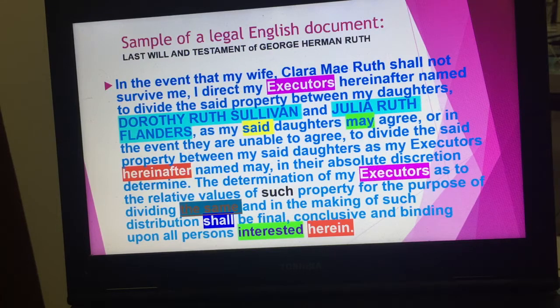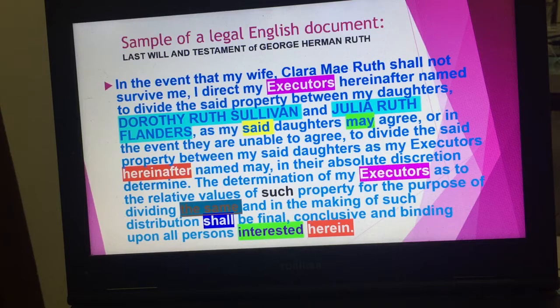So all of these elements, the word said, my said daughters, said daughters, again, said property, and the use of such distribution and such property instead of this property and this distribution, and the expression the same, which is a very typical legal expression used, meaning the same amount of property that I've mentioned earlier. So all of these altogether show that this is a document whose features we've already discussed earlier.